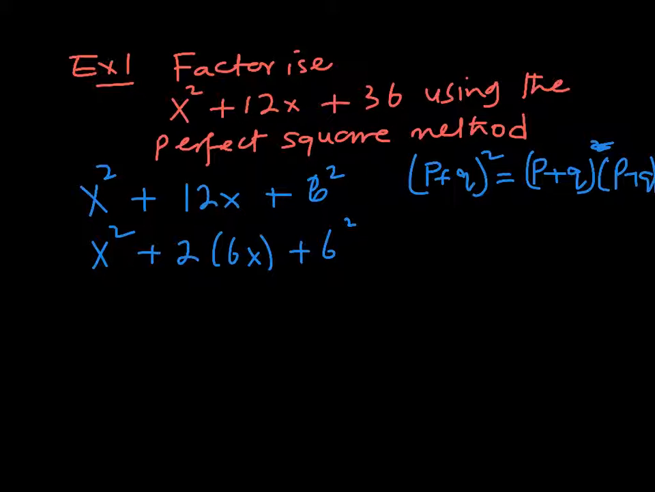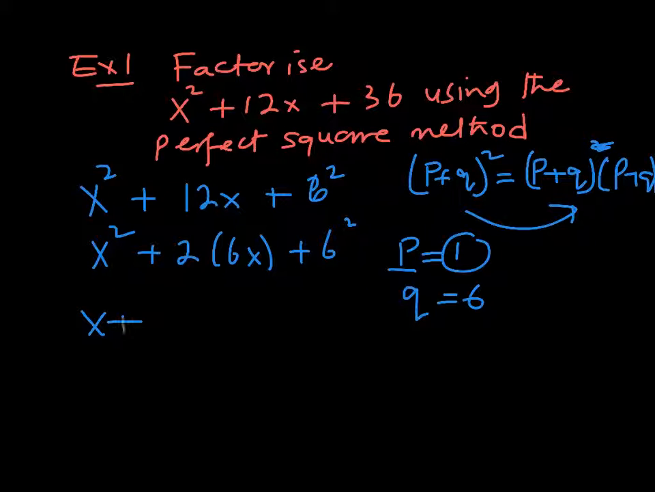So what is our P here? The P here is equal to 1. What is our Q here? The Q here is equal to 6. So now we can go ahead and use this formula to factorize it. So we say this is x, which is our P. Our P here is 1, isn't it? But we're not going to write 1, we're going to write x. So it's going to be x plus 6 into bracket x plus 6.